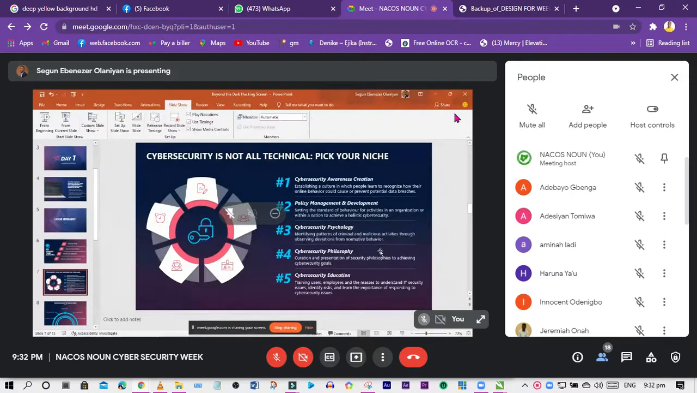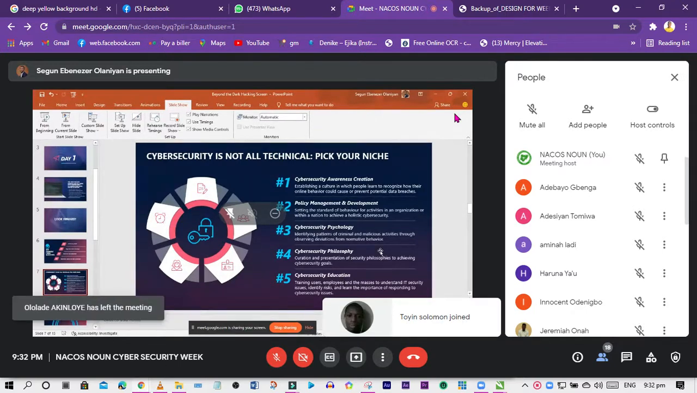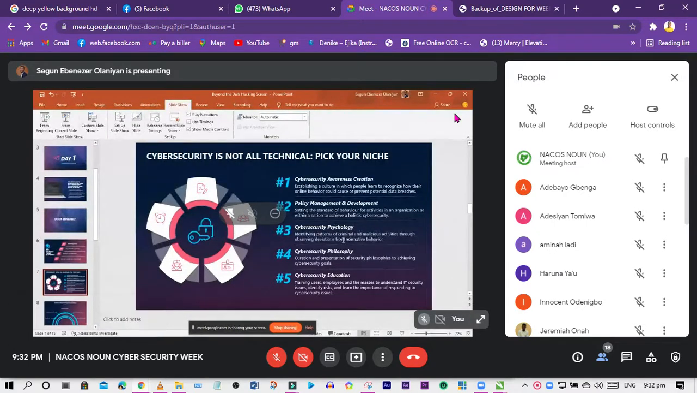Cybersecurity psychology: identifying patterns of criminal and malicious activities through observing deviations from normative behavior. So this is relatively new. A lot of people are going into cybersecurity psychology now. It is very new, and those kind of people work in the FBI, the Federal Bureau of Investigation, that's the US FBI, and the EFCC. They work in all these investigative bodies. They work in law firms too.